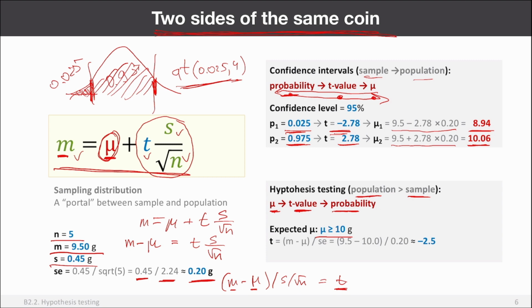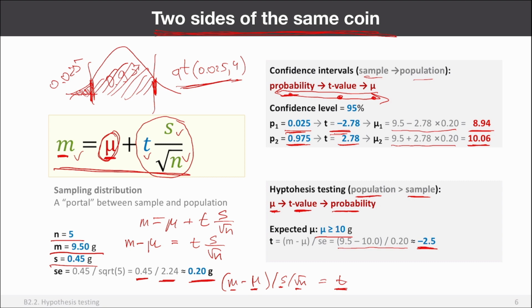In this case, you can see that we have mu larger or equal to 10, and we take the boundary value, in this case 10. We know s, we know the square root of n. So we can compute our t-score based on our assumption, based on the value that we pretend to know about the population and the sample statistics. In this case, it's minus 2.5. What's the meaning of this minus 2.5? We will discuss in a minute. But so far, let's just finish. Let's take the final step.